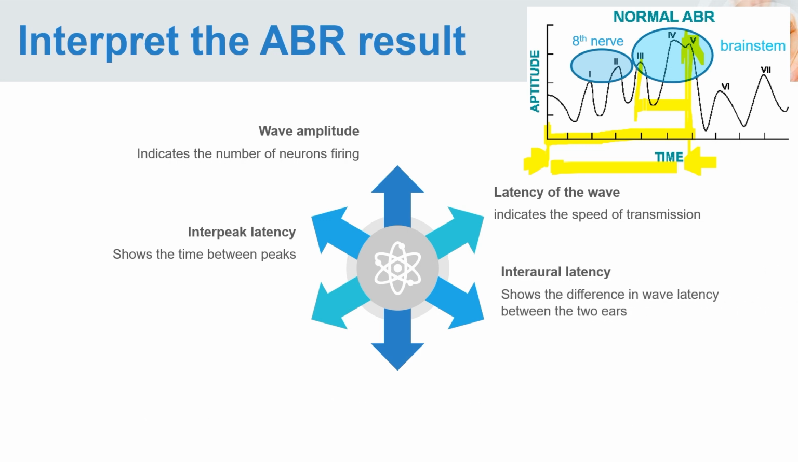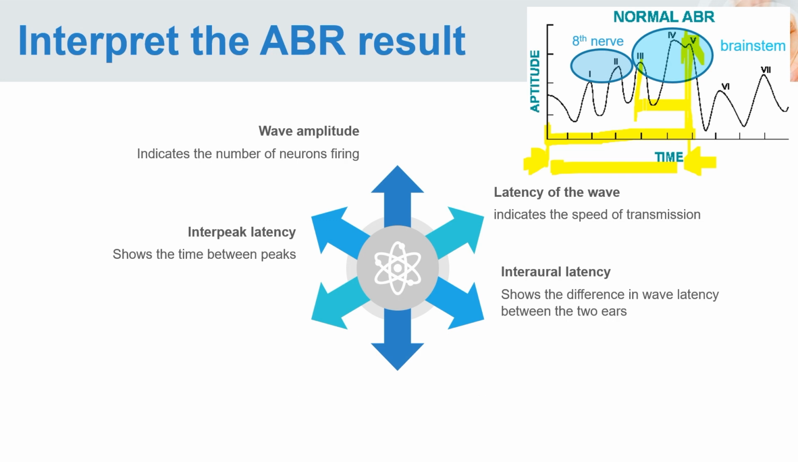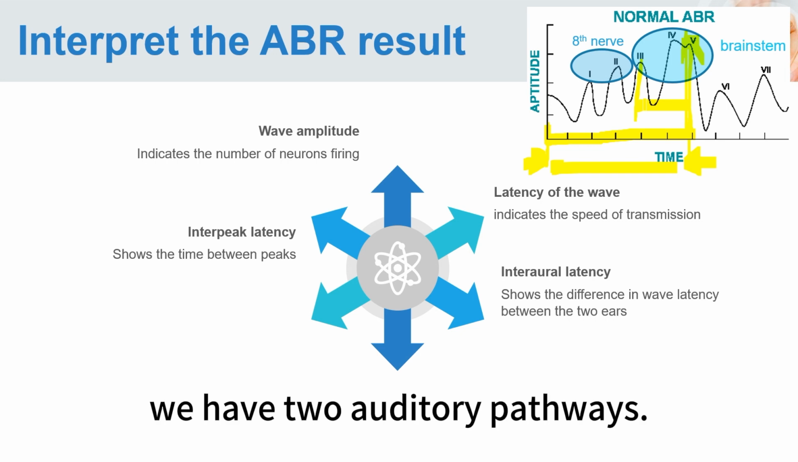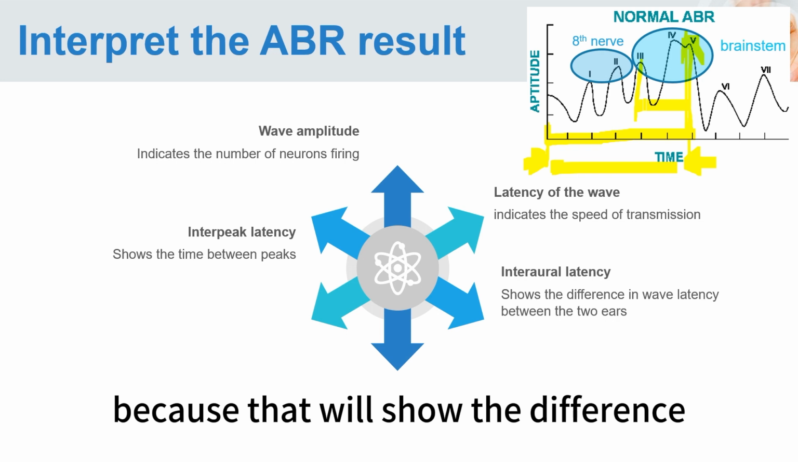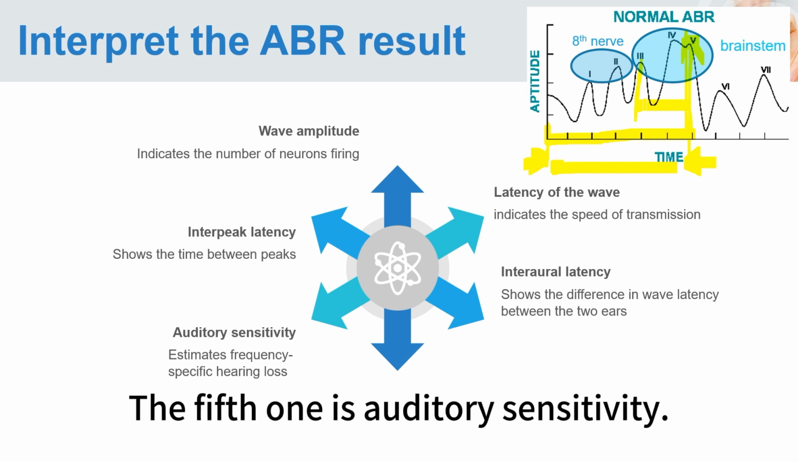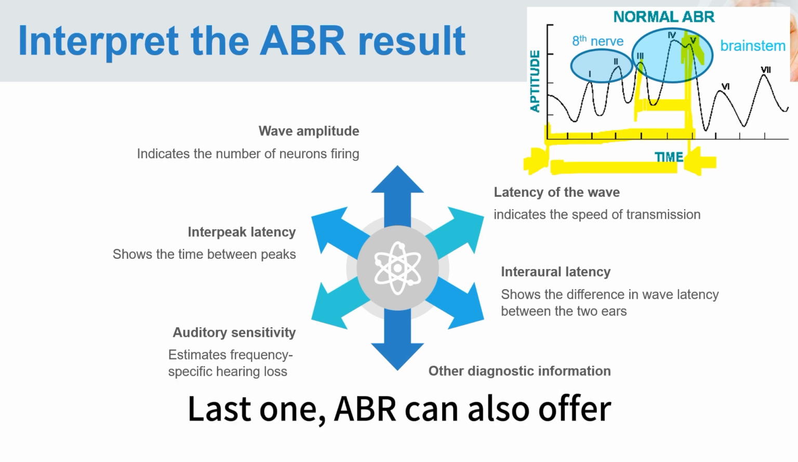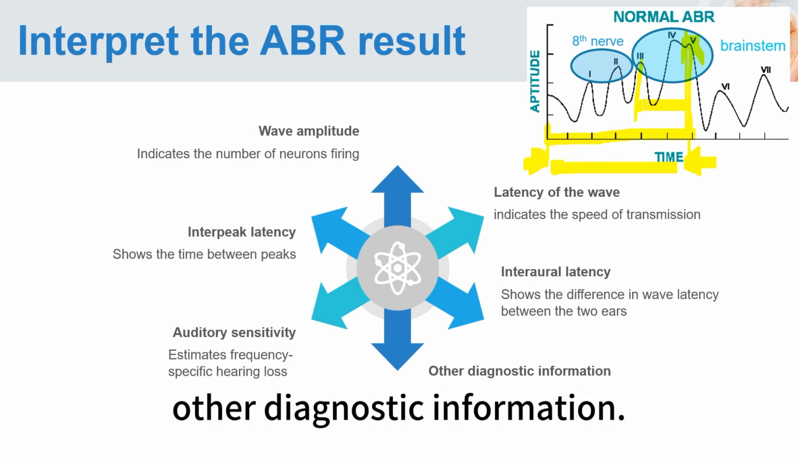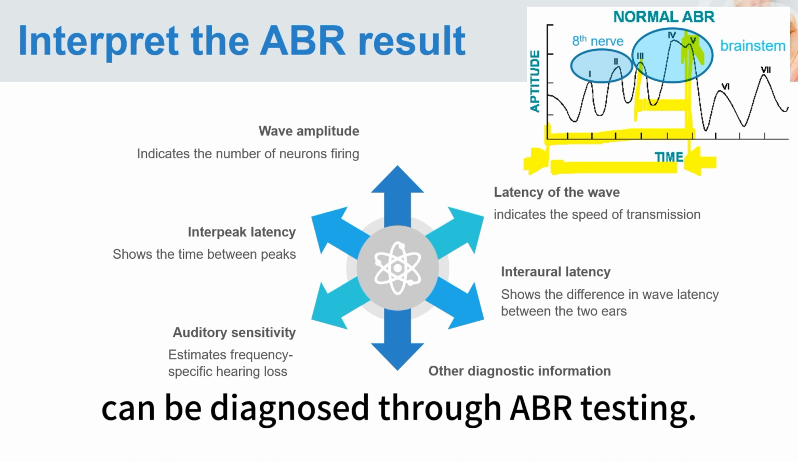Fourth one is interaural latency, which means, as we mentioned, the same side versus opposite side, we have two auditory pathways. They both will respond to the sound. We need to investigate the latency difference between the two responses, because that will show the difference between the 2 ears. The fifth one is auditory sensitivity. It can estimate frequency-specific hearing loss. Last one, ABR can also offer other diagnostic information. For example, demyelinating disorders can be diagnosed through ABR testing.